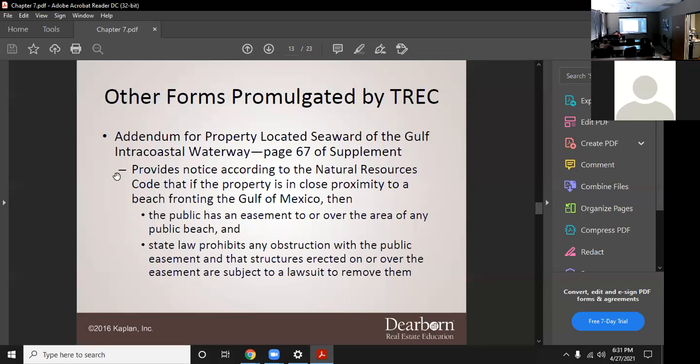But can you plant trees, though? That would still be an obstruction. They don't really grow that well. I was going to say that. It's a good idea.